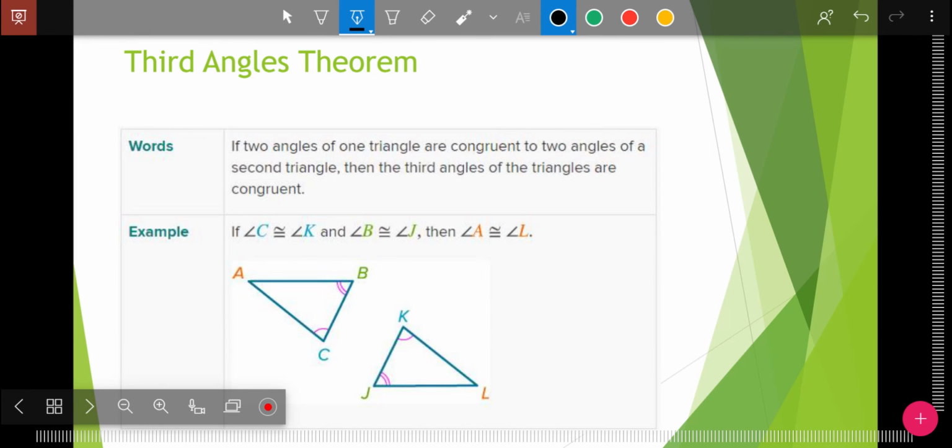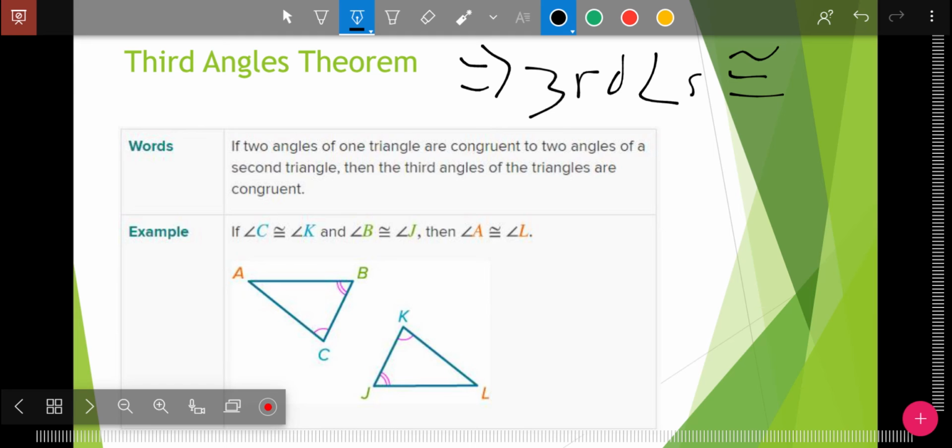Third angle theorem. If I know two angles of one triangle are congruent to two angles of a second triangle, then the third angles are congruent. If two angles are already congruent to each other, then the third angles are congruent.